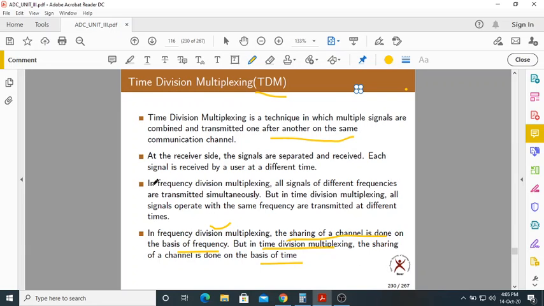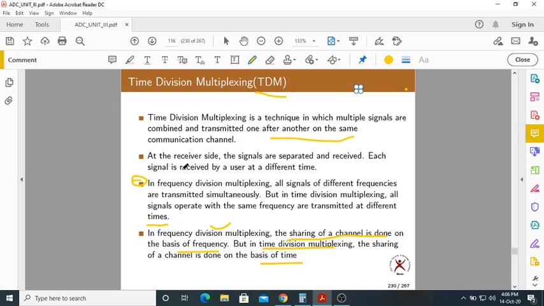Now this is very, very important, so note down this point. In frequency division multiplexing, all the signals of different frequencies are transmitted simultaneously. That is called the composite signal. But in time division multiplexing, all signals operate with the same frequency and are transmitted at different times. So in FDM, signals occupying different frequencies are transmitted simultaneously, but here signals having the same frequencies are transmitted one after another, at different times. That is the simple difference between frequency division multiplexing and time division multiplexing.